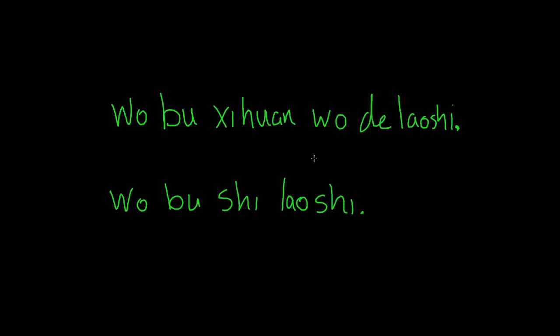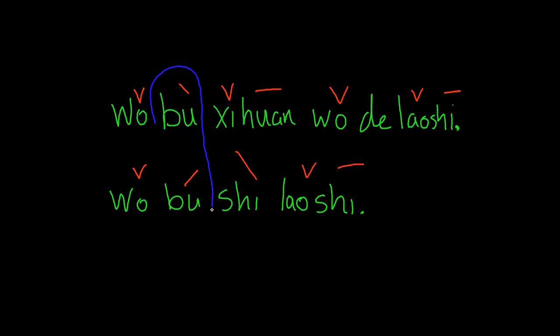Let's do a couple more. 我不喜欢我的老师。我不喜欢我的老师。All right, now let's take a look at the second sentence. 我不是老师。我不是老师。This 不 in both sentences, it is the same character. 不 means, well, when we pair it with a verb, it's the negative of that verb.